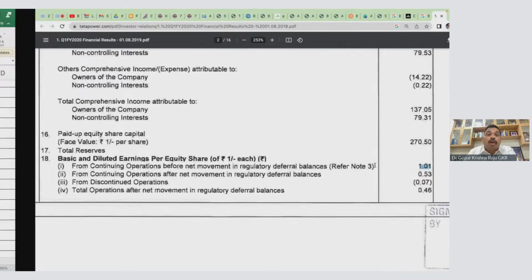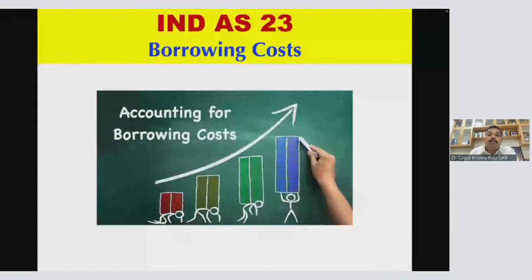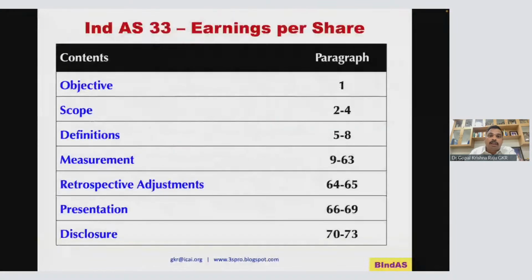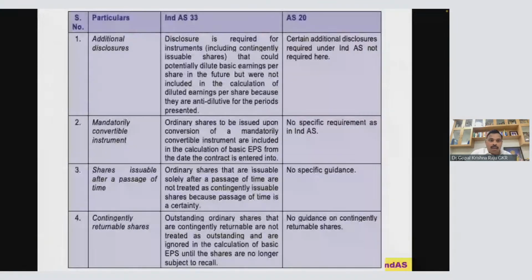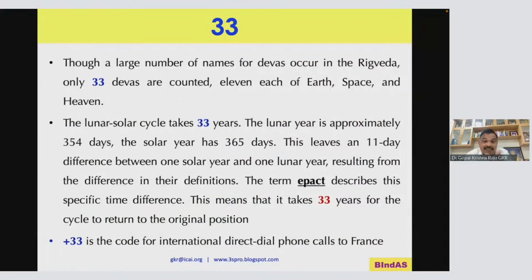Okay, good. So now, I think one thing I should share with you guys is about 33. 33 is very special. Why? Because the lunar solar cycle takes 33 years. Now, what do you mean by the lunar solar cycle? A lunar year is approximately 354 days. A solar year is 365 days. So that means there is a gap of 11 days. This 11-day difference between one solar year and one lunar year results from the difference in their definitions. So the term epact describes their time differences. This means it will take another 33 years for the cycle to return to its original position.